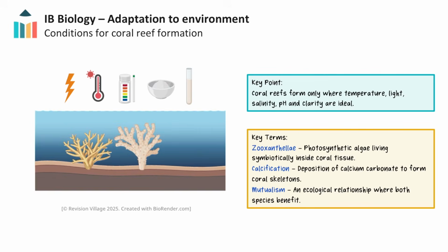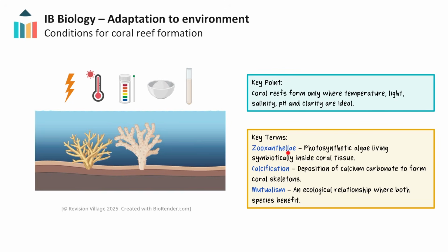Coral reefs are among the most productive and biodiverse ecosystems on Earth, but they are also extremely sensitive to environmental change. They only form where abiotic conditions are ideal, where the water is warm, clear, and stable. Let's review the key terms needed to describe coral reef formation.